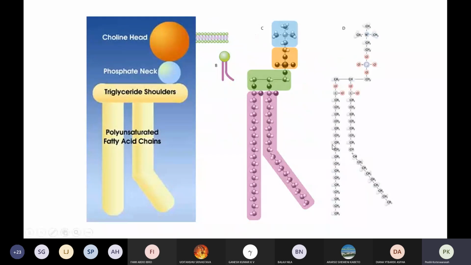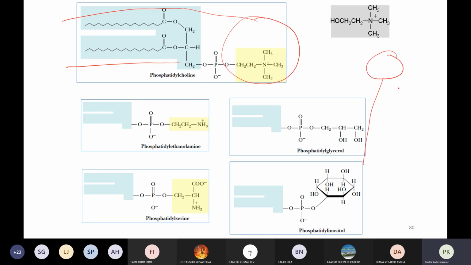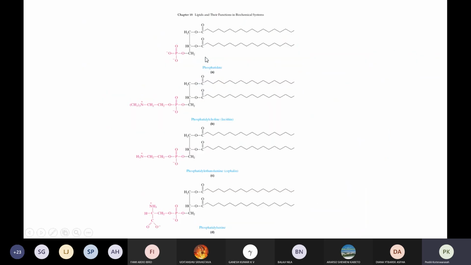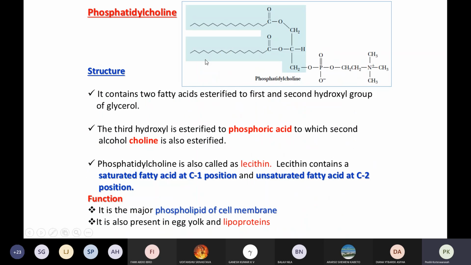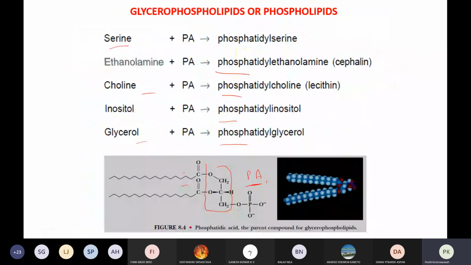So this is about the phospholipids, and what you are seeing here in this phospholipid is that these are the two fatty acid tails, and this is the head group. So when we represent the phospholipid structure, you should understand that this is the head group, whereas these two are the fatty acid tails that are present in the phospholipids. So this is about the general structure of the phospholipids.